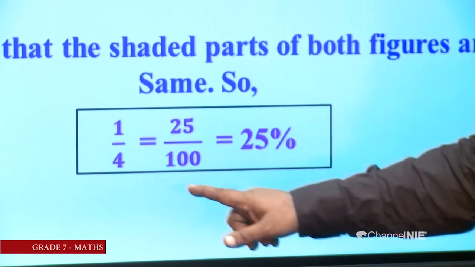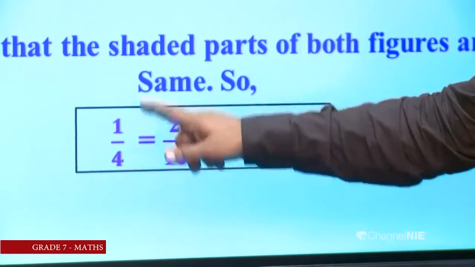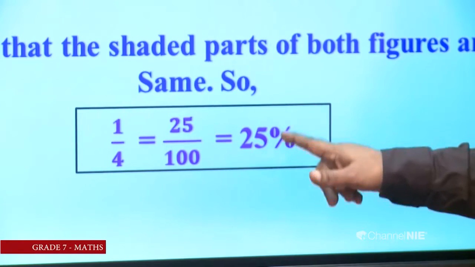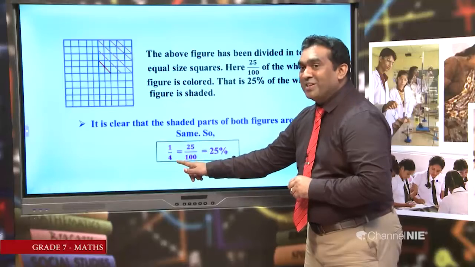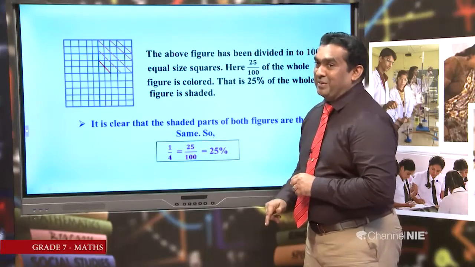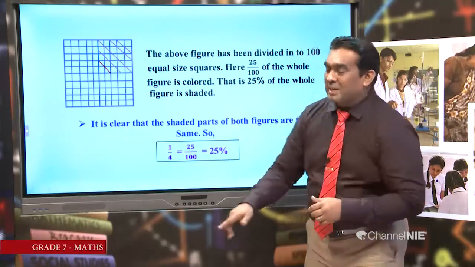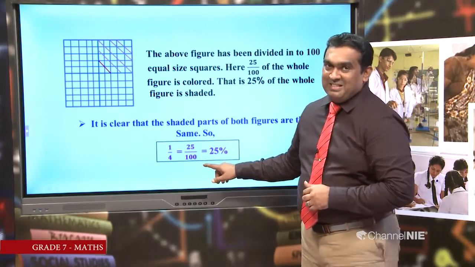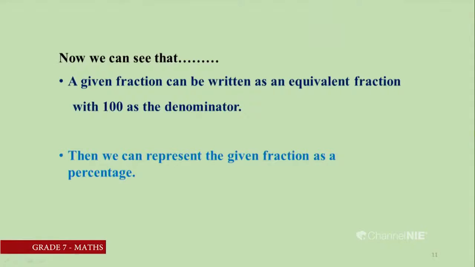We want to convert 4 into 100 because we want to convert the given fraction into a percentage. Conversion of numbers. 4 is converted into 100. As a result of that, 1 also converted into 25. Here you use the same number. It means the concept of equivalent fractions. Understood? Okay.